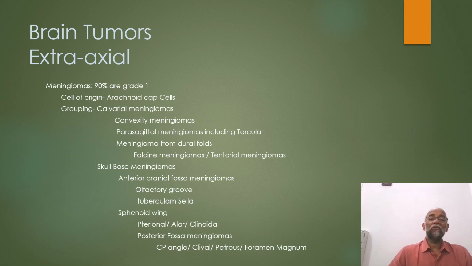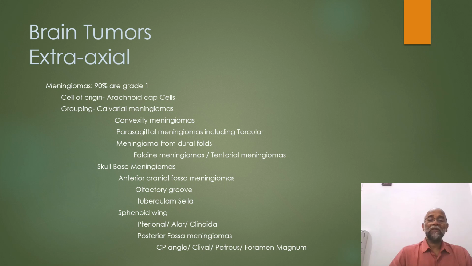It is convenient to group meningiomas depending upon their location. You have calvarial meningiomas, which arise from the dome, and you have skull base meningiomas, which arise from the skull base. Calvarial meningiomas include convexity meningiomas, parasagittal meningiomas, that is, a tumor close to the sagittal sinus and impinging upon its walls. Meningiomas arising from the dural folds, that is, the falx cerebri and the tentorium, can also be considered as calvarial.